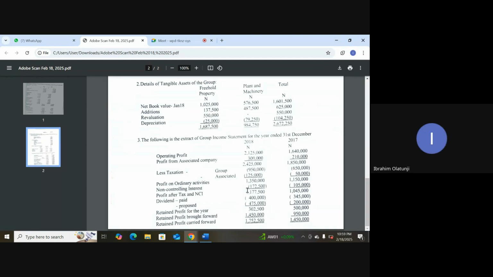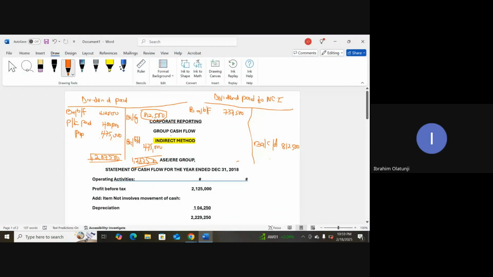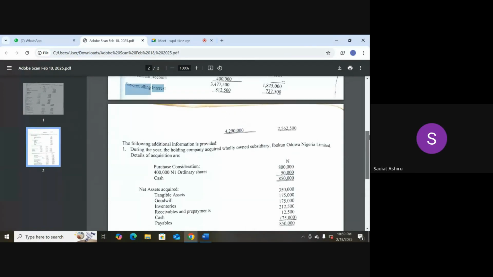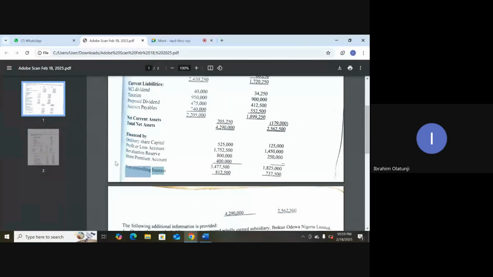God bless you. How much is that? Which one are you talking about? Is it dividend paid to NCI? What are you saying? Dividend paid now to NCI. This is it now. Non-controlling interest. Opening balance, closing balance.